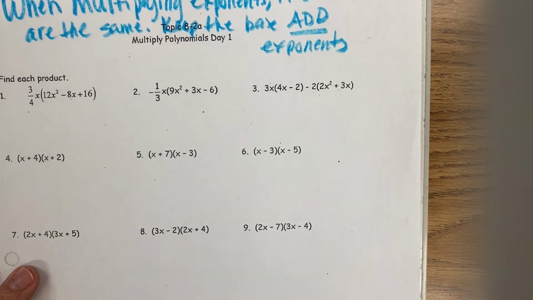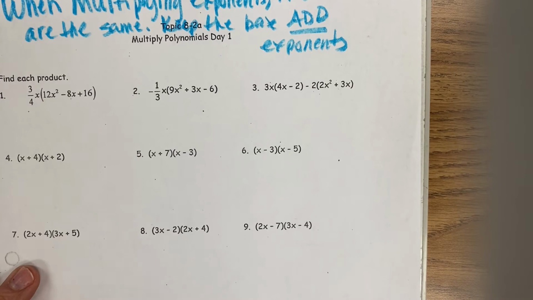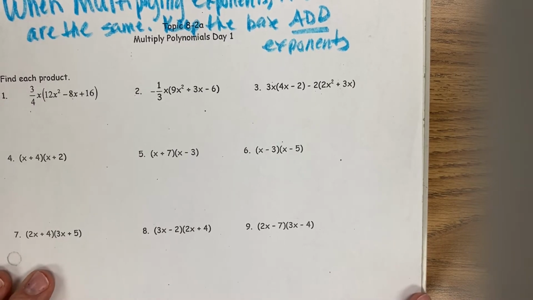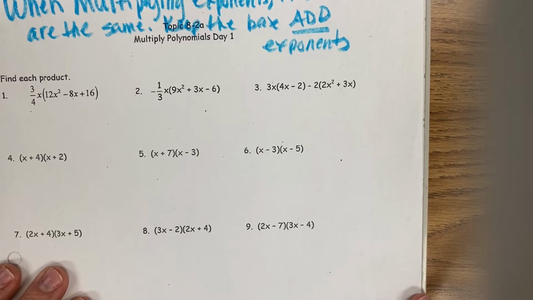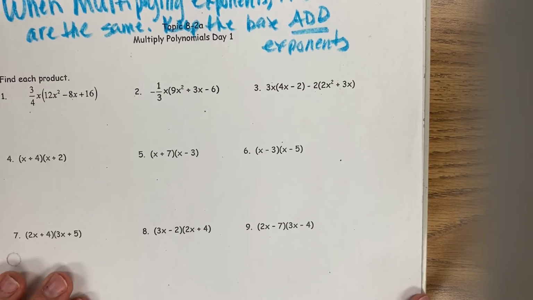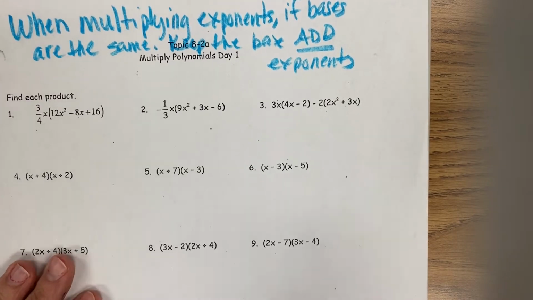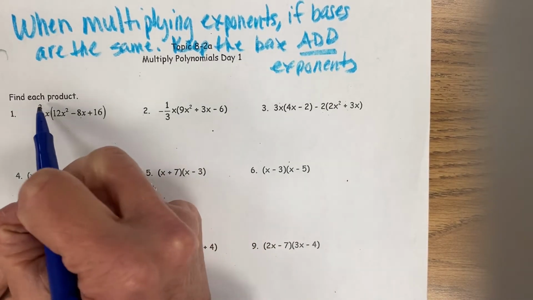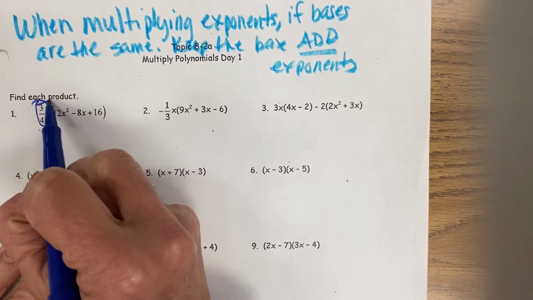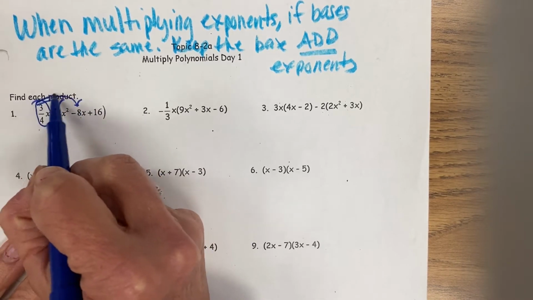Panthers. So today we're going to look at multiplying polynomials day 1. So going back to exponents. When multiplying exponents, if the bases are the same, we're going to keep the base and we're going to add our exponents. And so we're going to distribute the 3/4 x to everything inside the parentheses.